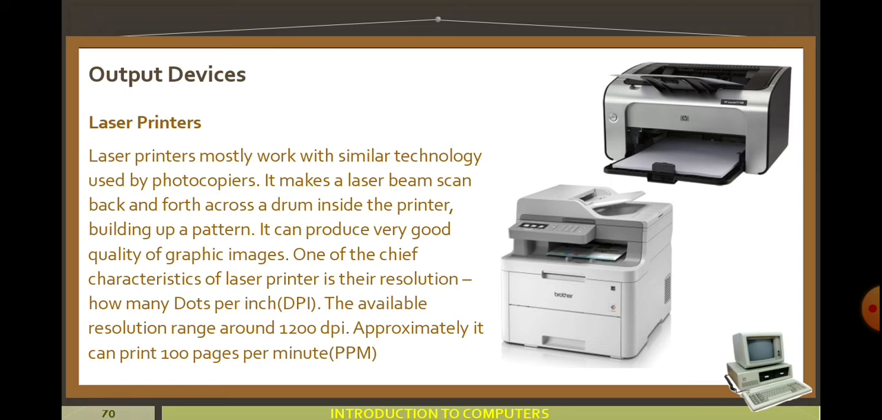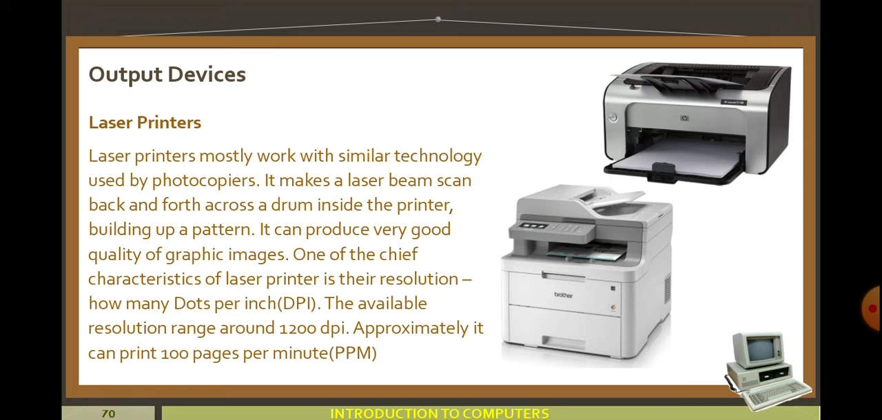Laser printers can work without noise. How does it work? It works based on the photocopier's mechanism, that is, a laser beam scans back and forth across a drum inside the printer. So inside the printer they send the laser beam across that drum to take the printout. You can produce very good quality graphic images, so you can see the images with better quality.